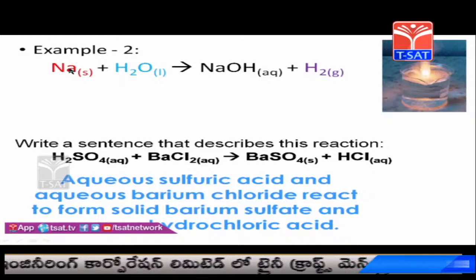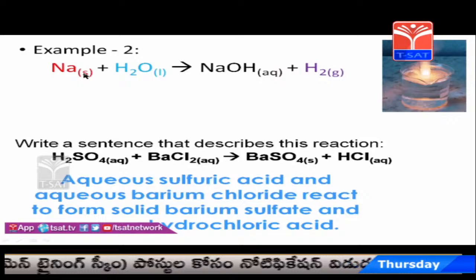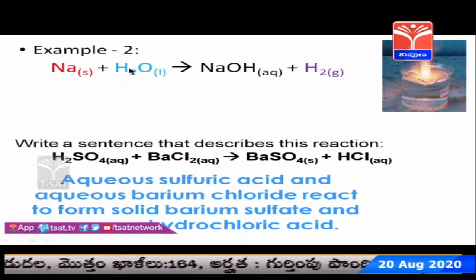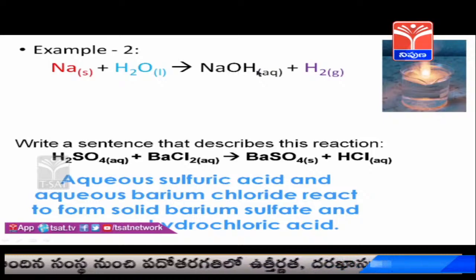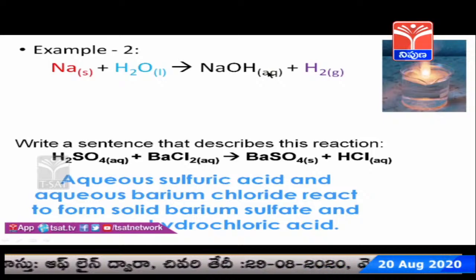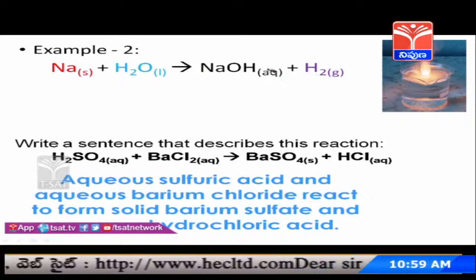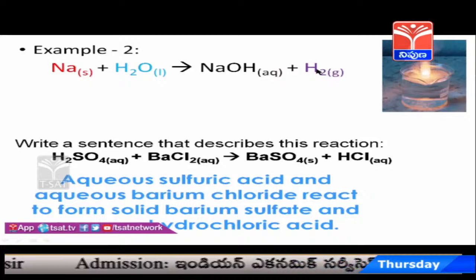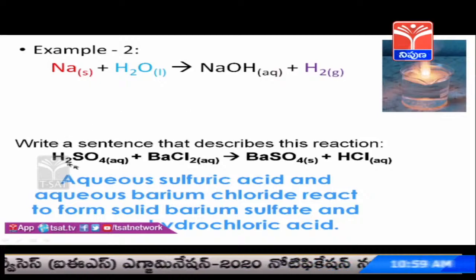See another example, sodium. The states of the atoms are denoted here. Solid state sodium reacted with liquid state water molecules to form sodium hydroxide. Sodium hydroxide always forms in aqua region. In presence of water only, sodium hydroxide will form. During this process, we will get the gaseous substance hydrogen. So, it is denoted with G.